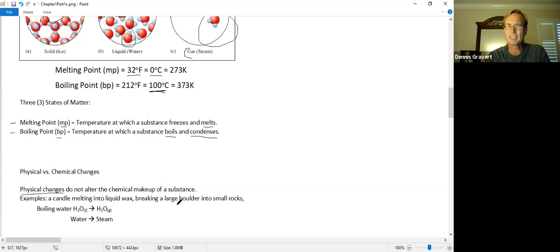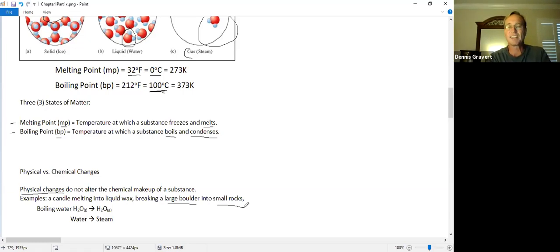Okay, is that the only thing that's physical? No. What if you take a big old rock, a big boulder, and just smash it into a bunch of smaller rocks? No, that's a physical change. You didn't do anything chemically to it. It's just smaller pieces of rocks.